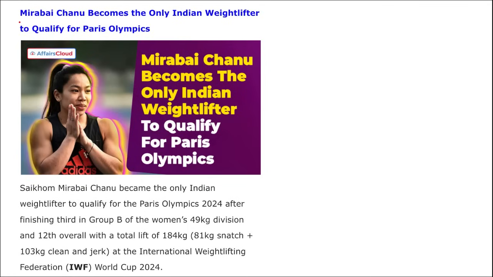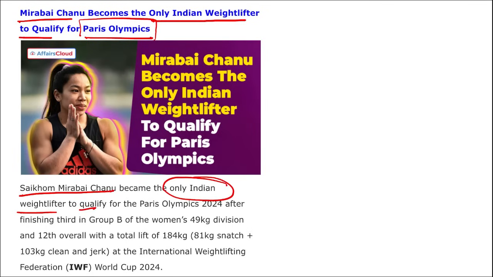Moving on. Next is Mirabai Chanu became the only Indian weightlifter to qualify for Paris Olympics. I repeat, Mirabai Chanu became the only Indian weightlifter who qualified for the Paris Olympic Games 2024 after finishing third in Group B of the women's 49 kg division and 12th overall with a total weight lift of 184 kg, in which 81 kg was snatch and 103 clean and jerk. Right? Take a note of this. So who is the only Indian weightlifter to qualify for the Paris Olympic Games? So Mirabai Chanu.